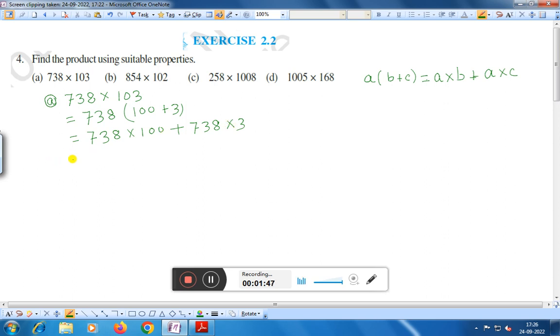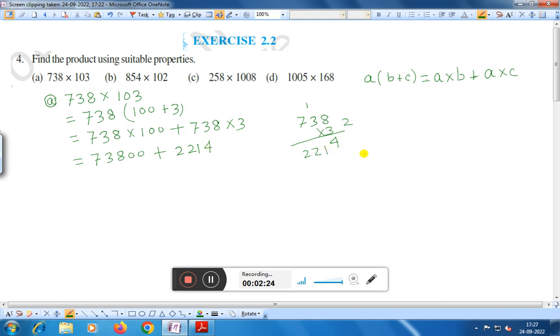Now if we multiply this one, we will get 73800, plus if we multiply 738 with 3, we are getting: 3 times 8 is 24, write 4, carry 2. 3 times 3 is 9, 10, 11, carry 1, write 1. 3 times 7 is 21, plus 1, 22. That means we will add here 2, 2, 1, 4, right?